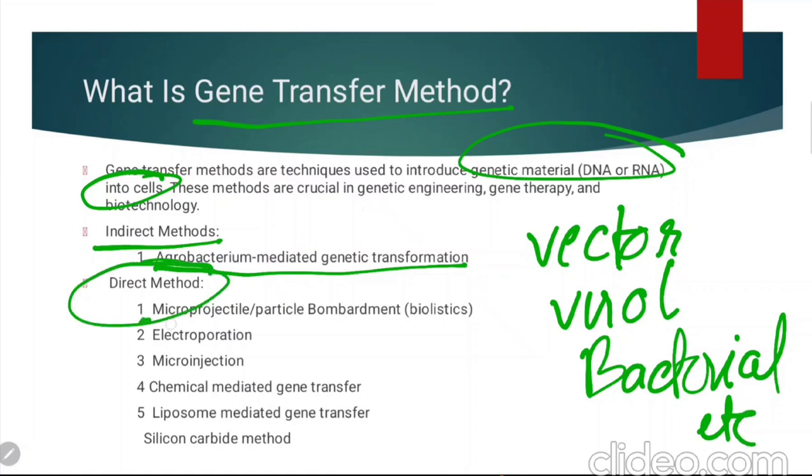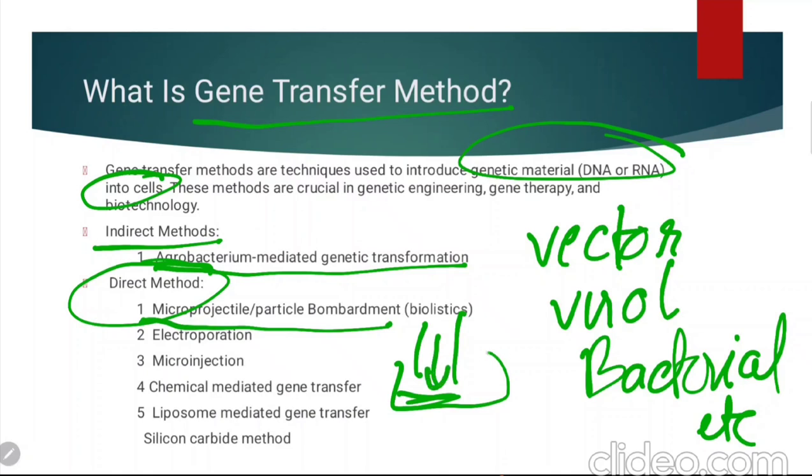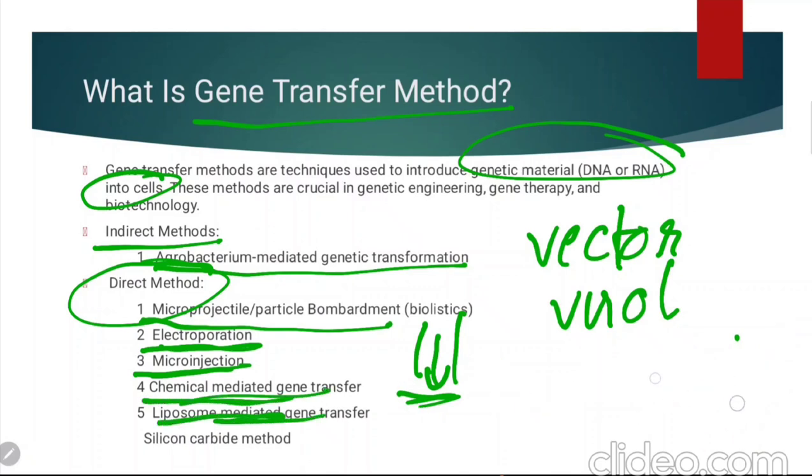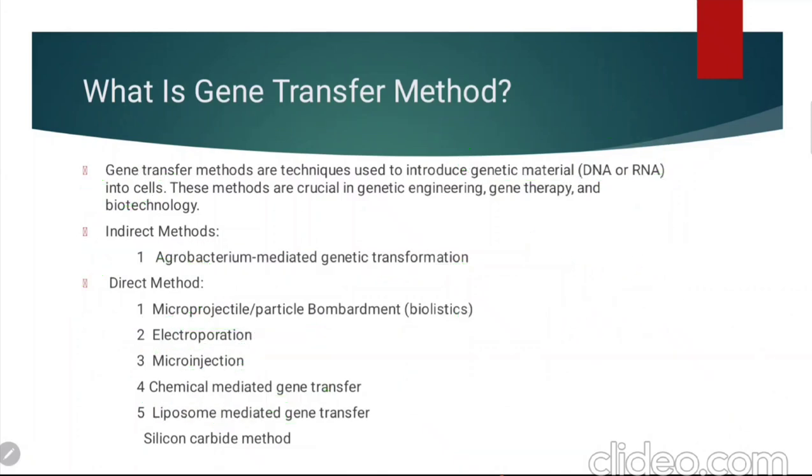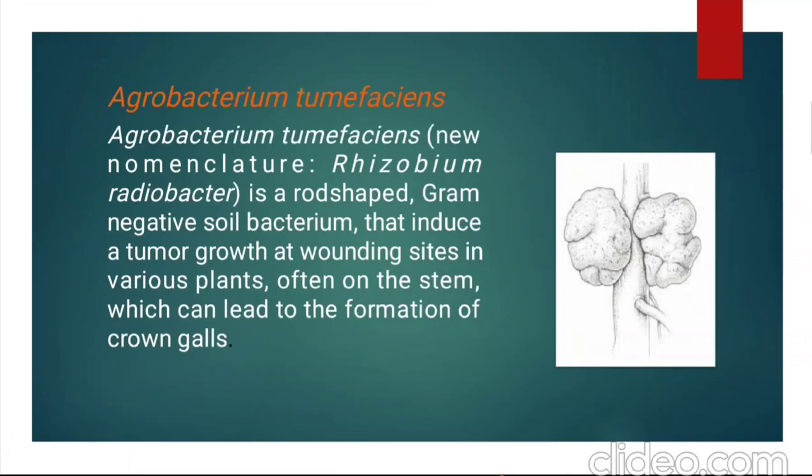Direct methods like particle bombardment. In this we will use a ballistic gun to insert our GOI into the cell by bombarding it against the cell. Electroporation, use of electrical impulse, microinjection, chemical mediated method, liposome mediated method, etc. But we are not going to talk about direct methods here. We are going to talk about one of the most famous indirect methods, that is Agrobacterium mediated gene transformation.